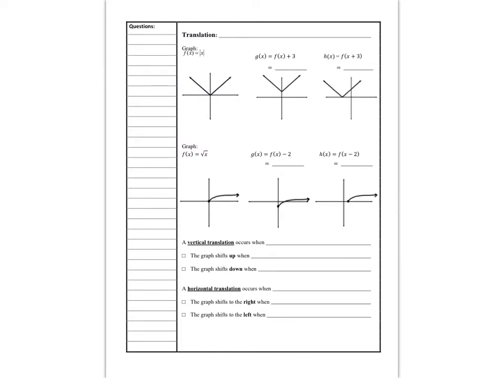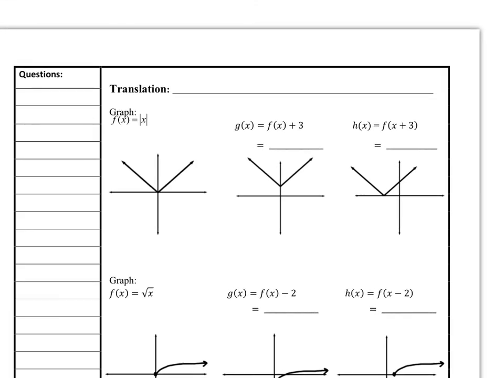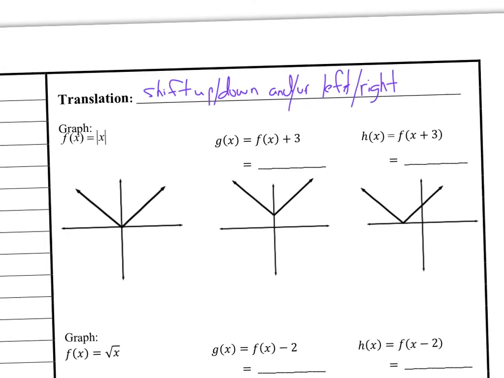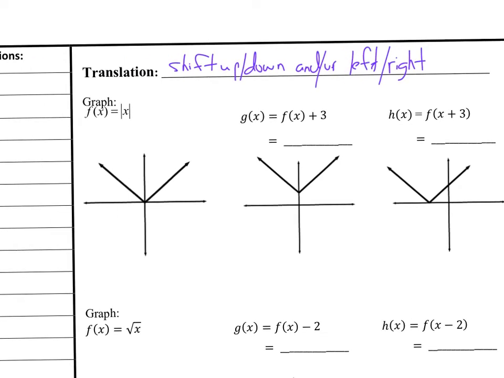All right, so a translation is a shift up or down and or left or right. Let me pause this. So again, that's a shift up or down and or could be a left or right. It's just a movement. We're just taking the whole graph and shifting it some way. So we're going to start off with the absolute value curve that we have here. The absolute value curve is a V, something that you do want to know. Absolute value, the V for value is what it looks like.